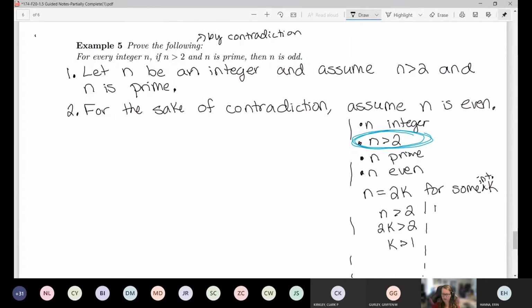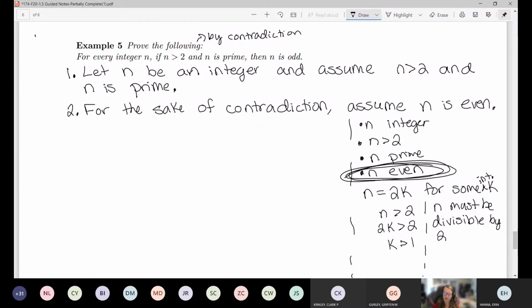So I know that n must be divisible by 2, which you might say, okay, well, I already knew that because n was even, but we need to get rid of the situation where it also can't be equal to 2. So no matter what value k is, n must be divisible by 2. Well, is that a problem at all? I don't know. If we start looking at what we've got, what else do I have to work with? I haven't used n as prime yet.